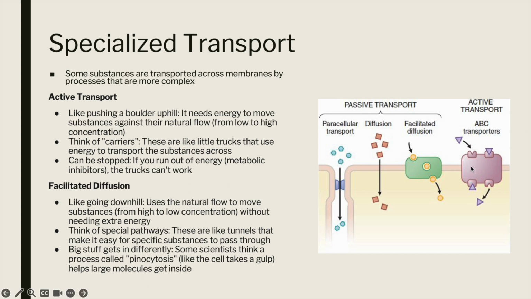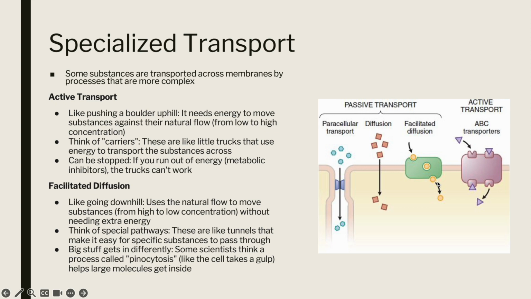This process, active transport, can be stopped. Again, this requires energy. So if we run out of energy or there's a metabolic inhibitor, then active transport can't work because we don't have the energy to make it happen. Facilitated diffusion is basically like going downhill. This uses a natural flow to move substances from a high to low concentration, and it doesn't require extra energy. These are kind of like a specialized pathway or a tunnel.